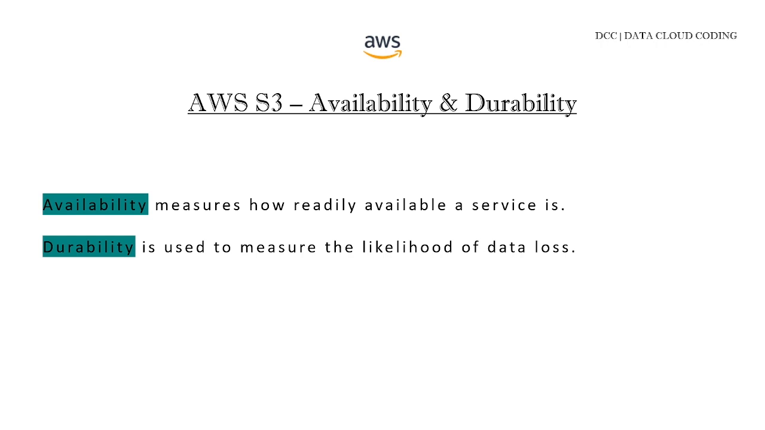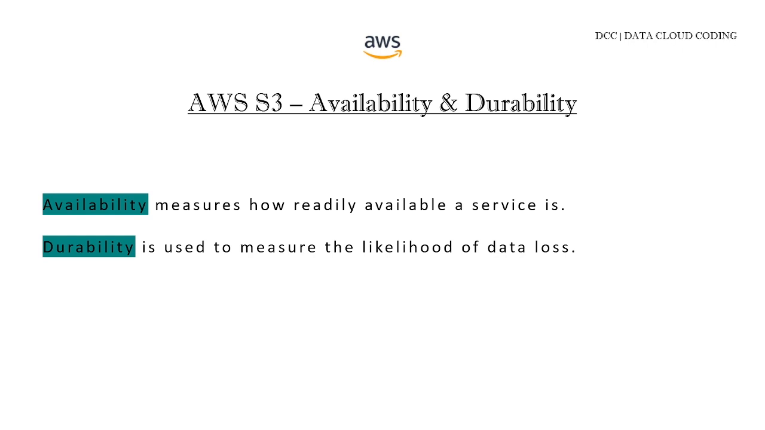So let's move on and have a look at what availability and durability are. Whenever we are talking about services, technologies, storage or applications, the availability of a service measures how readily available it is. And durability is the factor used to measure the likelihood of data loss. We will see both these concepts with regard to AWS S3 storage classes, but for now just keep in mind that availability is related to the availability of a particular service, and durability is the factor used to measure the likelihood of data loss.